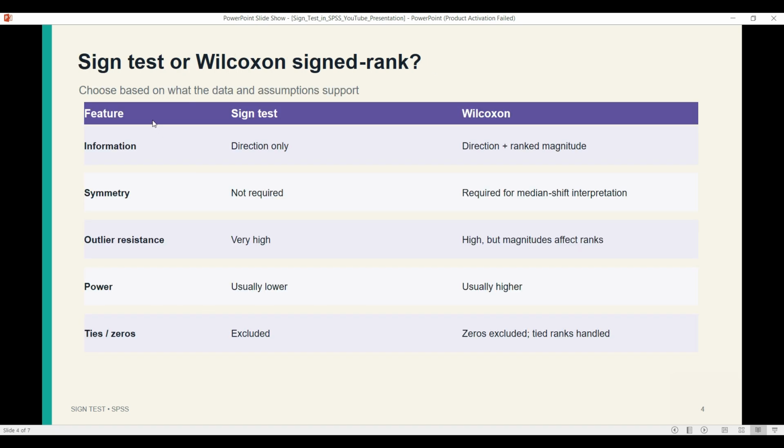These are the differences between the sign test and the Wilcoxon signed-rank test. We apply the sign test when we only have direction. Wilcoxon uses direction plus ranked magnitude. Symmetry is not required in the sign test, while Wilcoxon requires symmetry of the data. Outlier resistance is very high in the sign test, but in Wilcoxon magnitudes affect ranks. Power is usually lower for the sign test and usually higher for Wilcoxon. Ties, zeros, are excluded in the sign test, while in Wilcoxon, tied ranks enter.